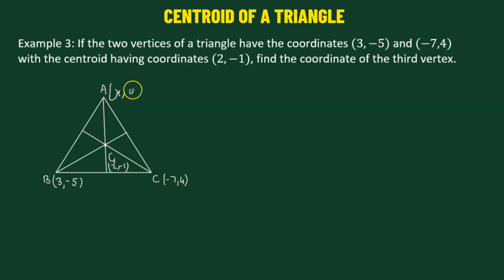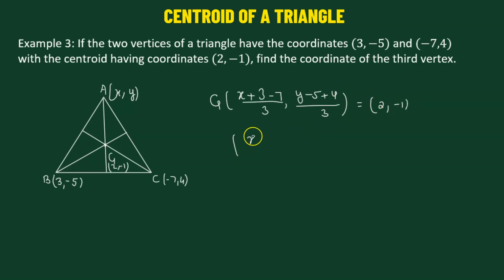We'll assume that the coordinate is given by x, y. Now that's a very simple problem, because we know that the coordinate of G is simply the sum of the x coordinates of all three vertices, so that's x plus 3 minus 7 divided by 3. And the y coordinate will be the sum of the y coordinates of all three vertices, so that's y minus 5 plus 4 divided by 3. And it's given here that this has the value 2, -1. So 3 minus 7 is going to be -4, so we have x minus 4 divided by 3, and y minus 1 over 3, which will be equal to 2, -1. Now we can equate each of the coordinates.